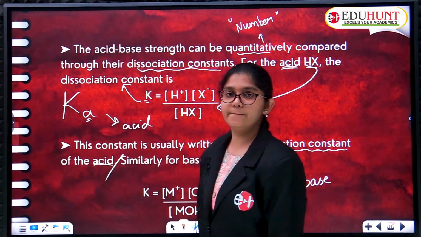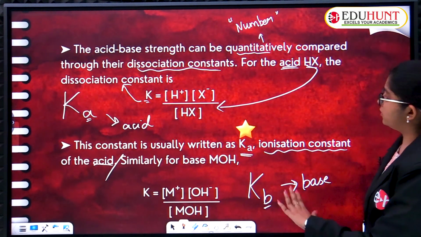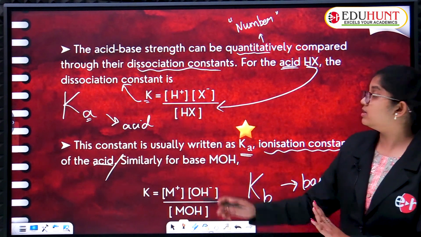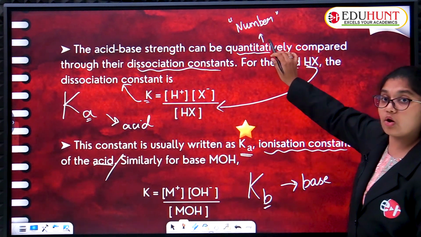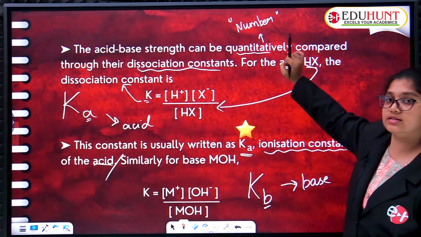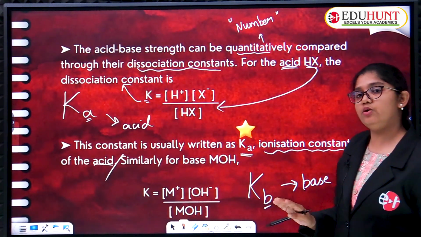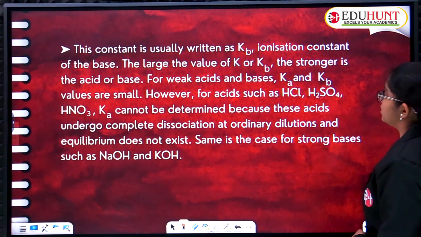That means you don't know. This is all about the formula, how to do it. It is remembered as quantitatively compared, which means numbers are compared: a large number and a small number. Through that we are comparing. Okay, what's next we'll see.